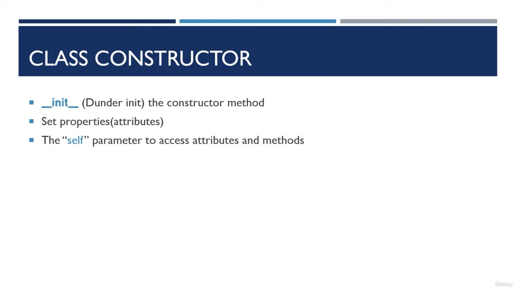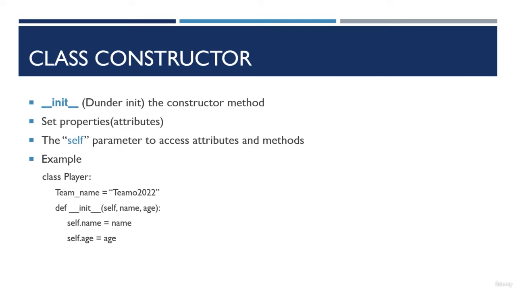This is to access attributes and methods, but the self parameter is a reference for the current instance you create, and for that current instance you need to use this keyword to access the instance attributes from inside the constructor method, or the dunder_init method. And here is a simple example, or a simple syntax, for a constructor in the Python programming language.